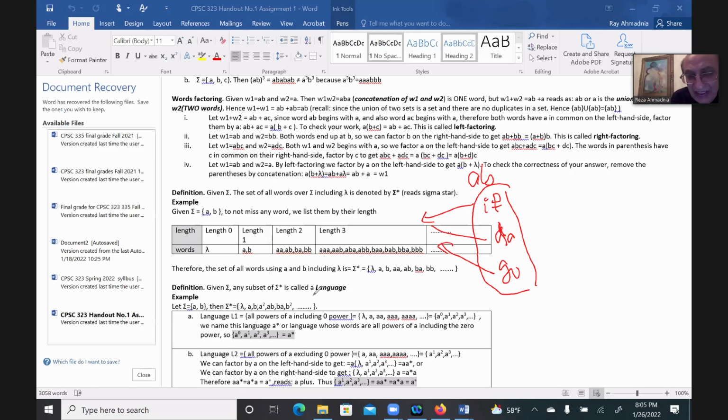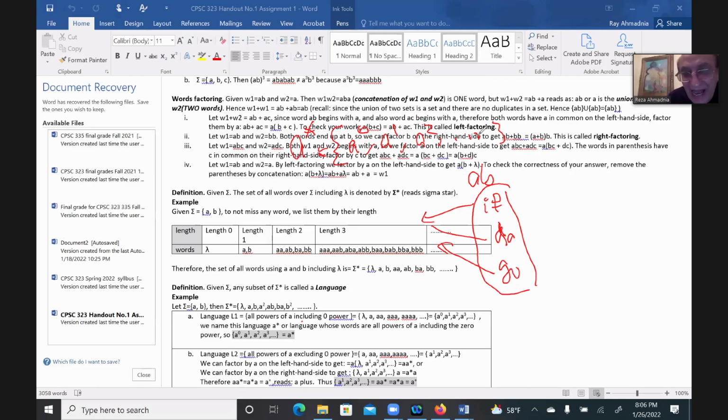So after you did this, the first language I'm interested in is all powers of A, including the 0 power. So lambda, A squared, A cubed, and so on. I have A to the 0 power, A to the first power, A to the second power, A to the third power here. If you have something like this, we have a special name for this language. The name is A star. So A star is a language whose words are A to the 0 power, A to the first power, A to the second power, and so on.